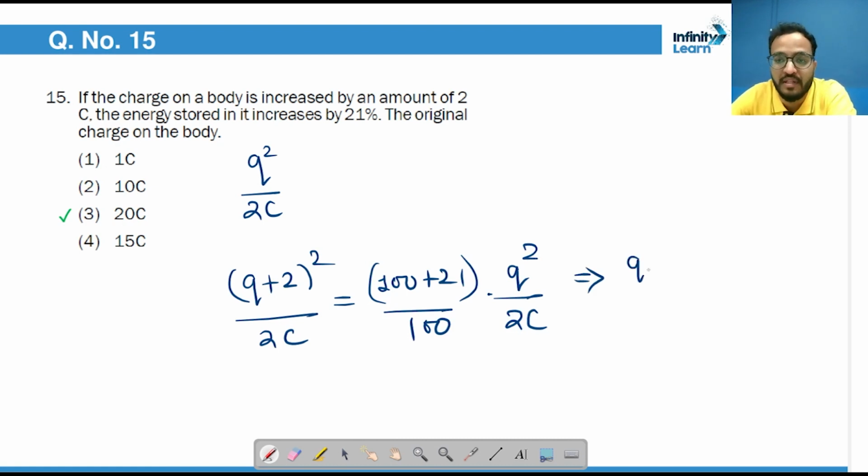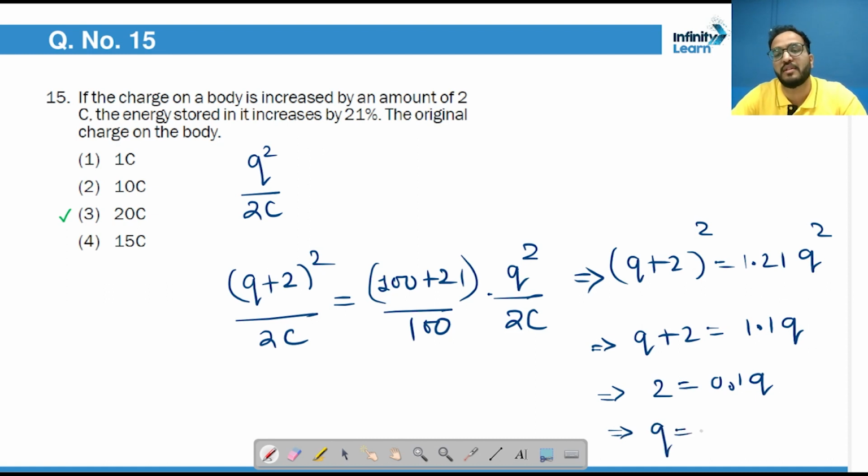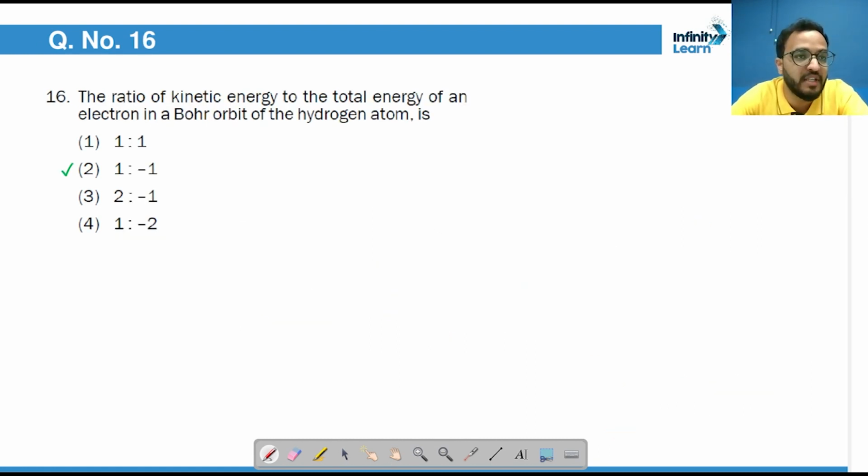So if you see, you will say, sir, (Q plus 2) whole square is 1.21 into Q square, right? So Q plus 2 will be 1.1 into Q, because under root 1.21 will be 1.1. So 2 will be equal to 0.1 Q, and from there you will say Q is 2 upon 0.1, that is 20 coulombs. Got it? Now question number 16.